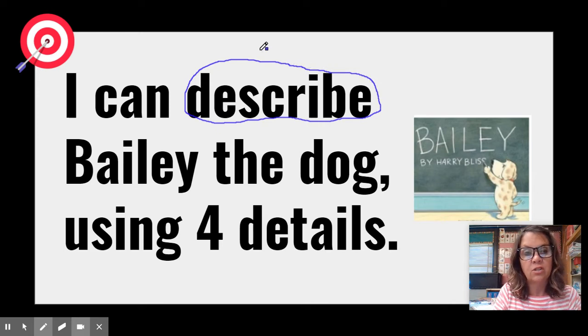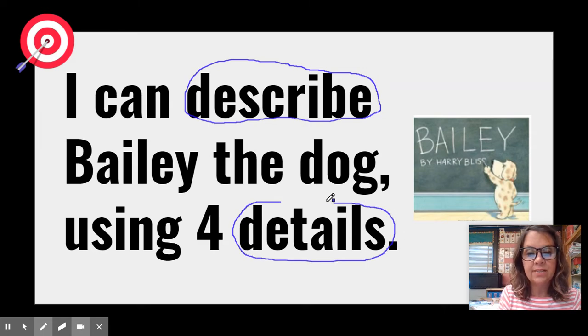Okay. So describe is a really important word that we're going to hear a lot in first grade. When you describe something, you tell about it. You explain it. And you explain it or tell about it using something called details. Details are little bits of information.